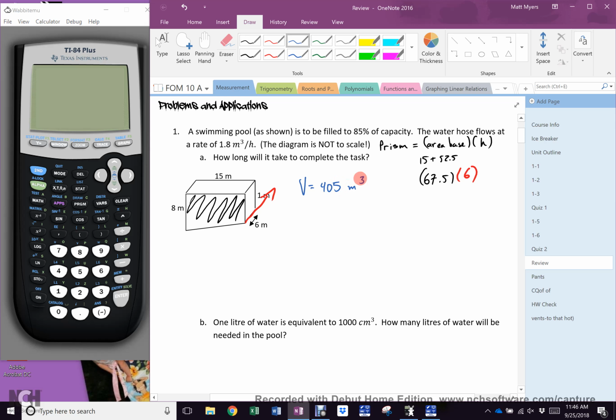But we are not filling the pool to its entirety. We are only filling it 85% full. So we must do 405 times 85%. Most of you cannot stand fractions, so hopefully you remember the 6th grade when you were taught percentages. 0.85 to get 344.25 meters cubed.